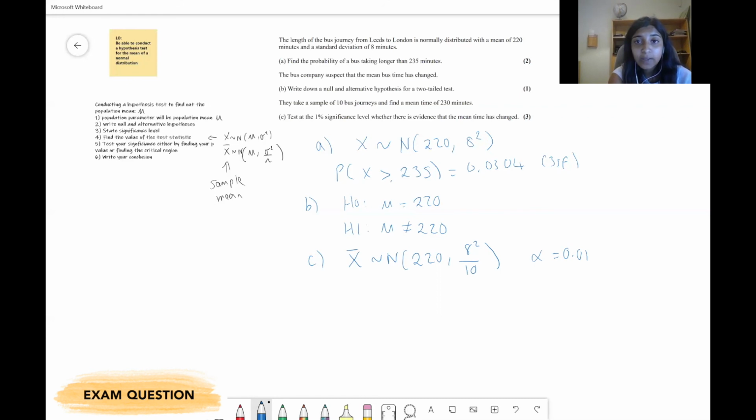So we could find the probability that our sample mean, they found a mean time of 230. Because that is more than our mean here, we're going to do the upper end of this. So the sample mean is greater than or equal to 230. We plug that into the normal CD on our calculator. Our lower end will be 230, upper end will be 1000, our sigma would be 8 divided by the square root of 10, and our mu is 220.